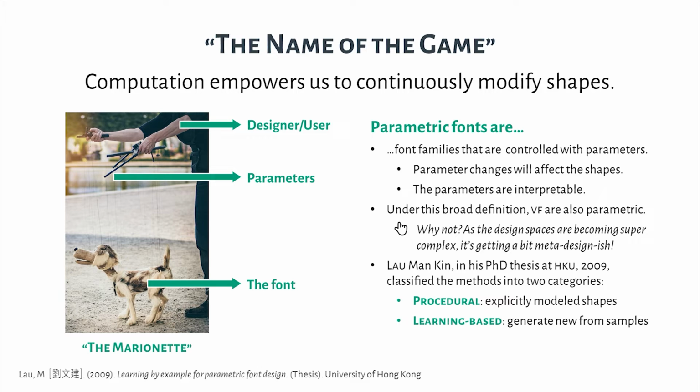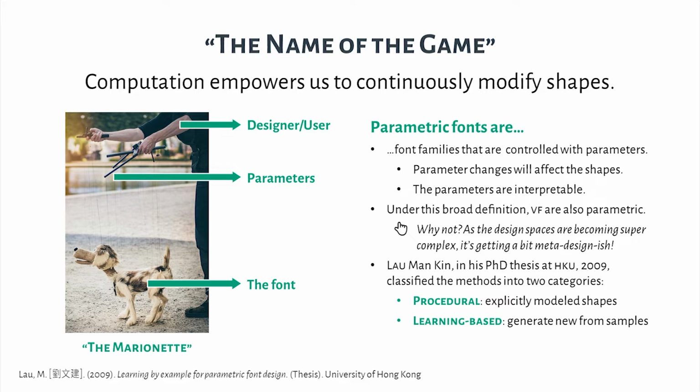But as the concept of design space is becoming more and more complex in multiple master, it's also getting a little bit meta-designish to plan for typeface family. So what's the difference? I personally prefer using the word parametric font as an umbrella term for a whole range of technical methods and designing practices that control the glyphs with parameters. Here's a marionette analogy that I think best explains the idea.